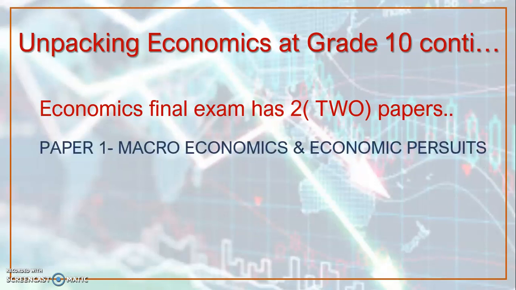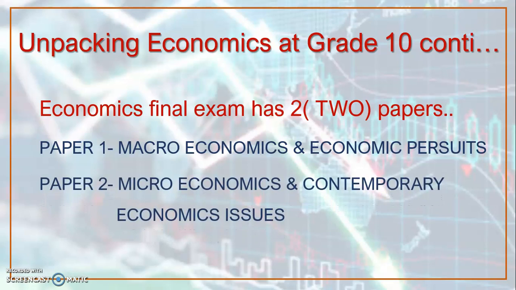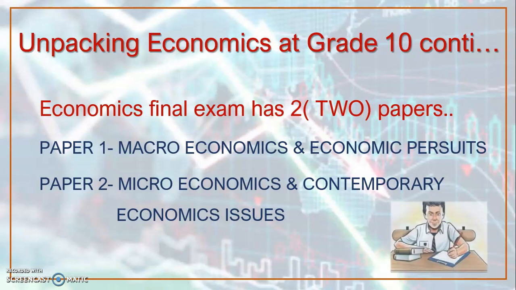How is it divided? Paper 1, you are going to be asked on macroeconomics and economic pursuits. So the stuff that we do in term 1 and in term 3, that one is tested in paper 1. Then your paper 2, it's the stuff that we do in term 2 and term 4. That one you can expect. So you should know when I say to you, you are writing paper 1 tomorrow, you know what you are studying for. When I say you are writing paper 2, again, you know what to expect.